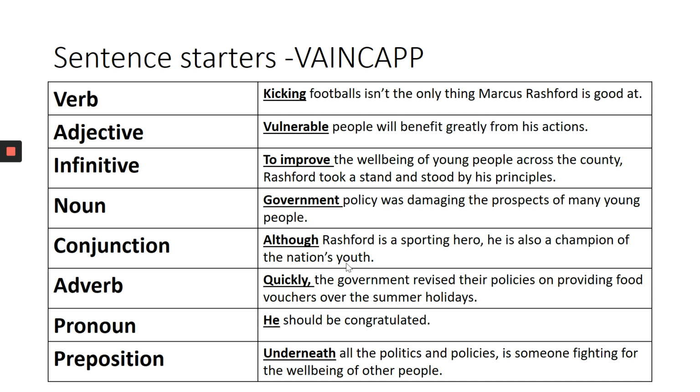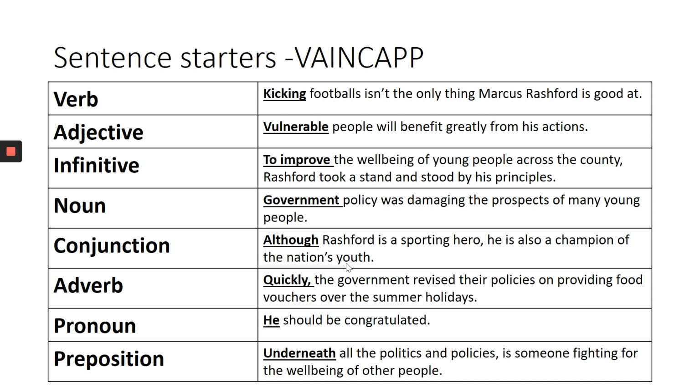So we could start with a verb. A present participle is always easiest. So kicking footballs isn't the only thing that Marcus Rashford is good at. You could start with an adjective. This can be quite difficult, but once you get into the idea that putting the adjective first, without putting a determiner in front of it, the vulnerable people wouldn't work, because it's the determiner that goes first. If you take away the and just put in your adjective, vulnerable people will benefit greatly from his actions. That's going to be more effective.